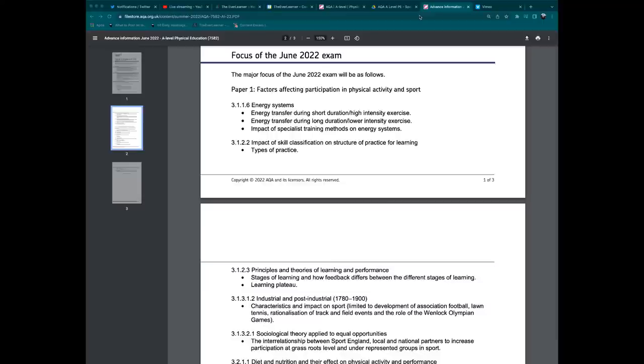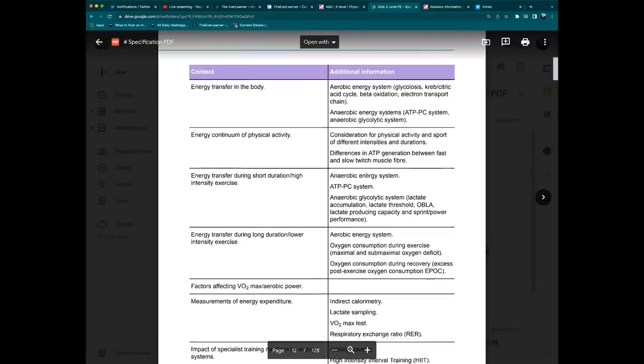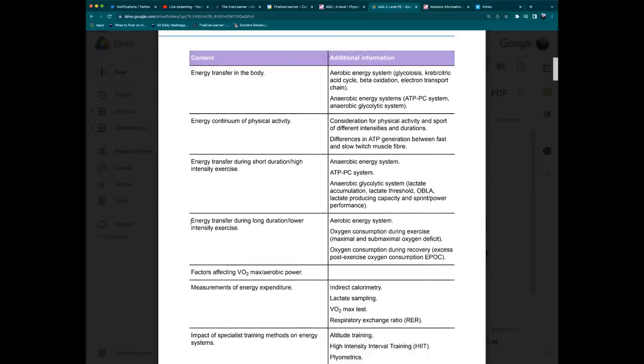Okay, so let me just share exactly the requirement. Bear with me. I don't know your name, student, but I'll help you out with some resources for this as well. On the specification, we're looking at OBLA in terms of this bullet point here. You'll notice that it says anaerobic glycolytic system, lactate accumulation, lactate threshold, OBLA. So that's why we're including it.